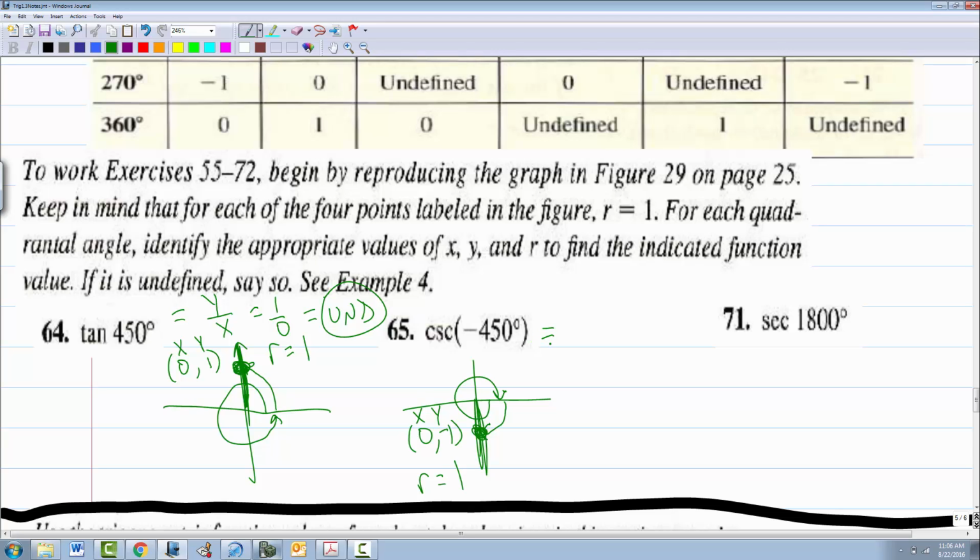Hey, what's cosecant? Who is that related to? Sine is Sir, so cosecant is r over y. That's what you're going to have to do now. Now it's done. What's r? 1. What's y? So this is -1.